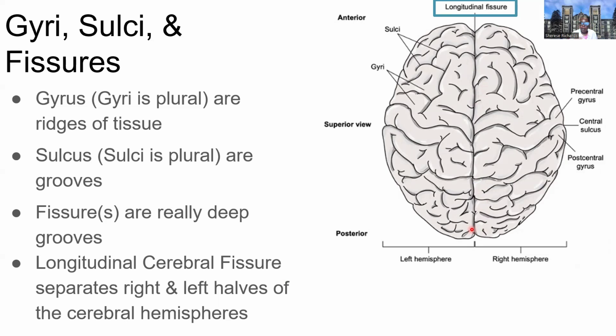So we talk about the falx cerebri being the dural fold that goes down in between the cerebral hemispheres, but the depression in which it sits is called the longitudinal fissure, right? And it's really deep.